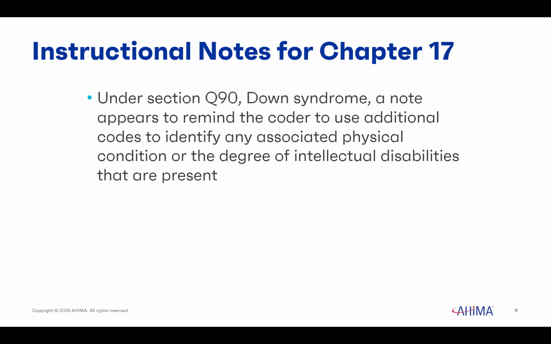And here's another example. Down syndrome, which is Q90. Additional codes may be required for any physical conditions or degree of intellectual disabilities that are present. We only want to code manifestations that are not inherent to the condition. Kind of goes back to that general guideline, right?